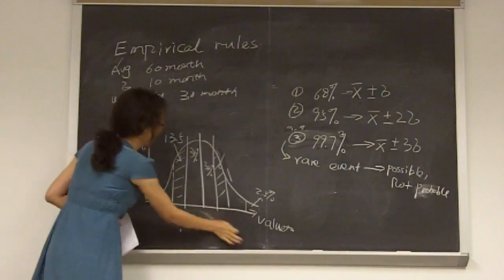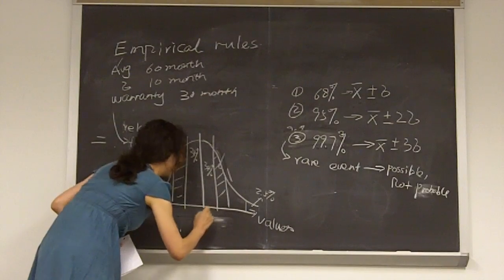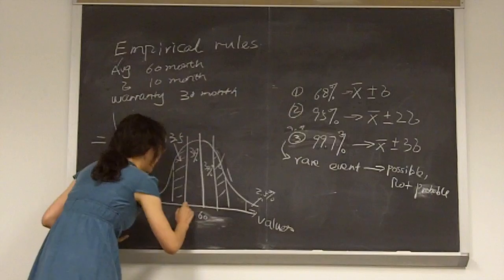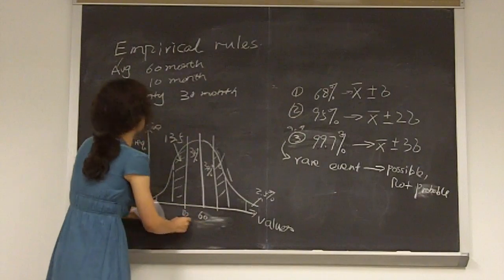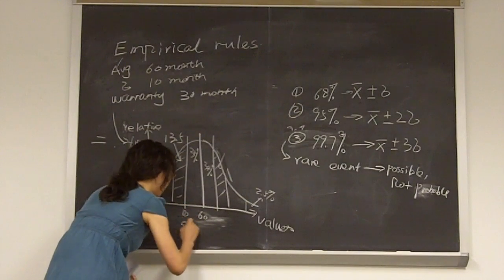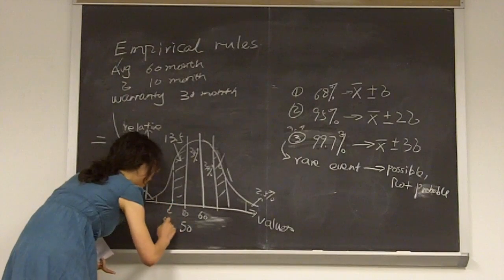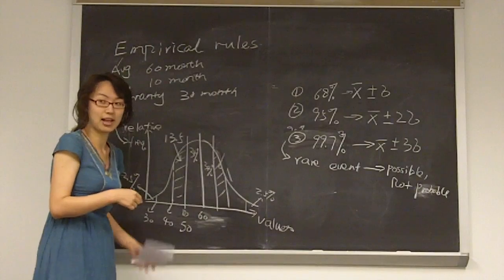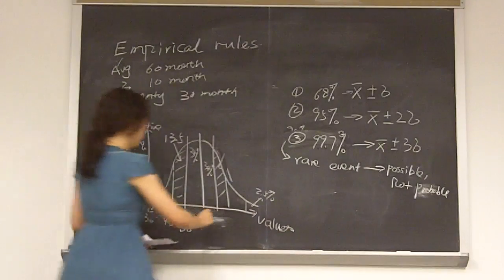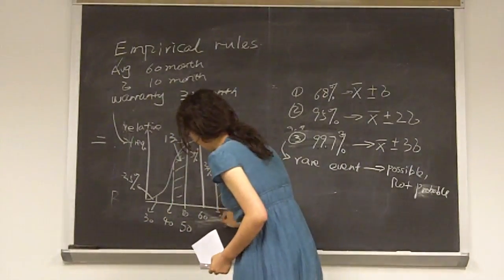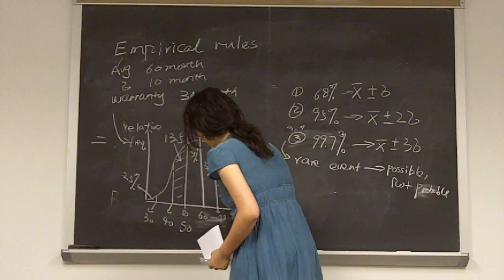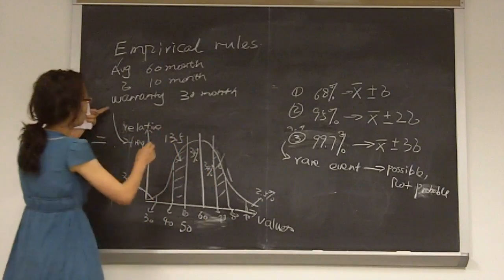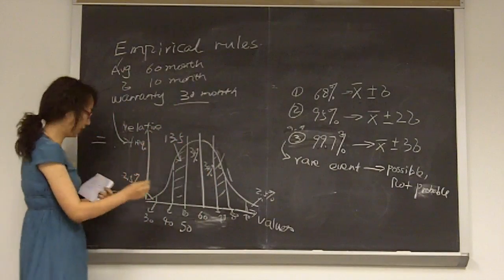So the center is 60, right? This is 1 standard deviation, this is 1 standard deviation, so this value would be 50. This value here would be 40, and this value here would be 30. Up to now, does anyone have any question about this? Similarly, this one is 70. So we are going to analyze this number. 30 is here.